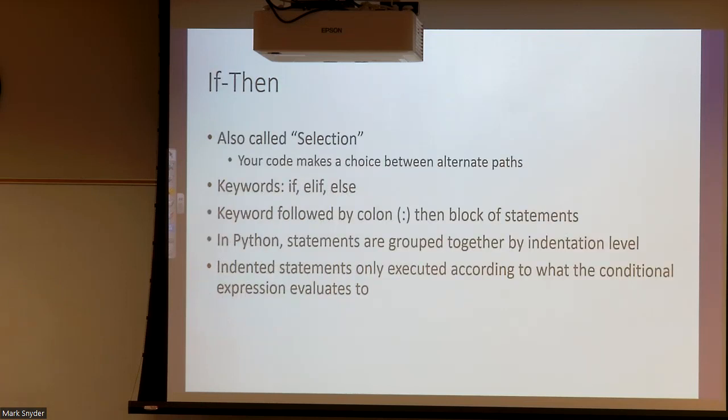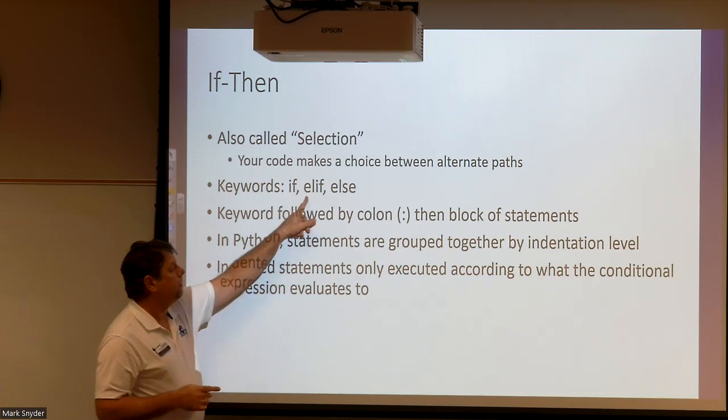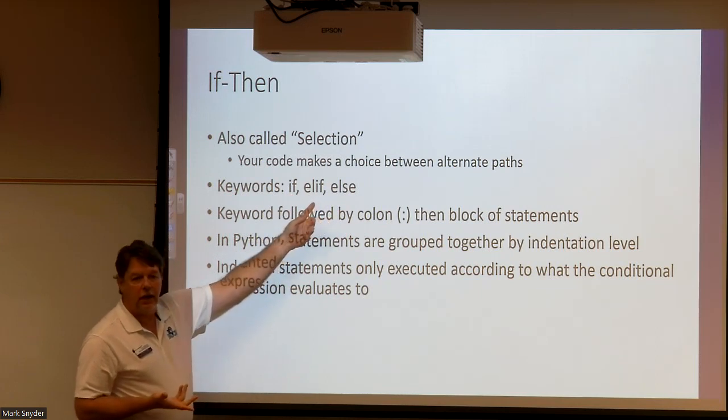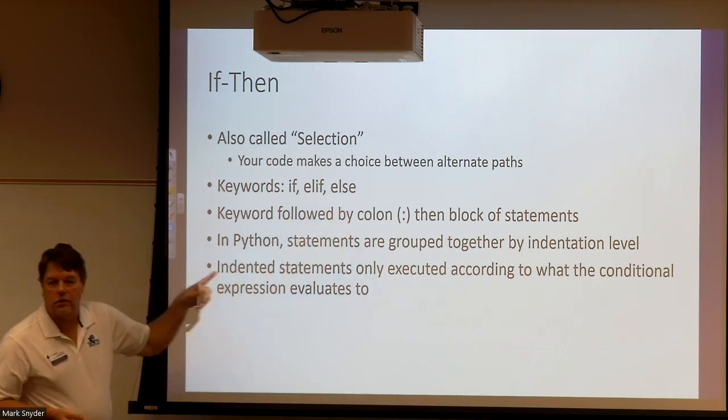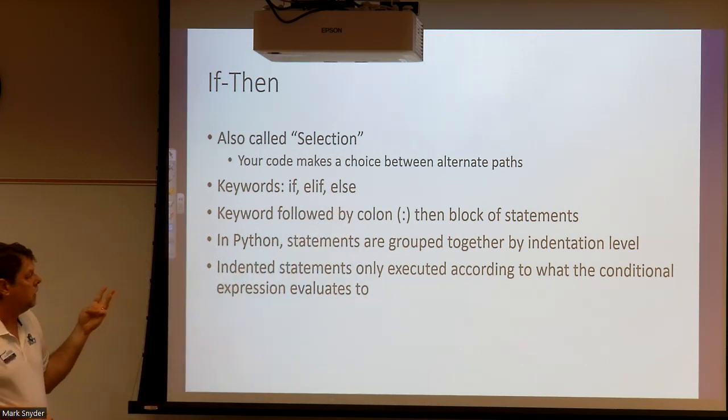So if-then is also called a selection. We're going to select which path we take through our code. And it is what it means. You're going to make a choice. You're either going to go down this path, this set of instructions, or this other path. The keywords in Python that we focus on are if, elif, which they leave out the S and the E, but it's else if, and then else. So those are the three main keywords we'll be putting together in various combinations and orders.